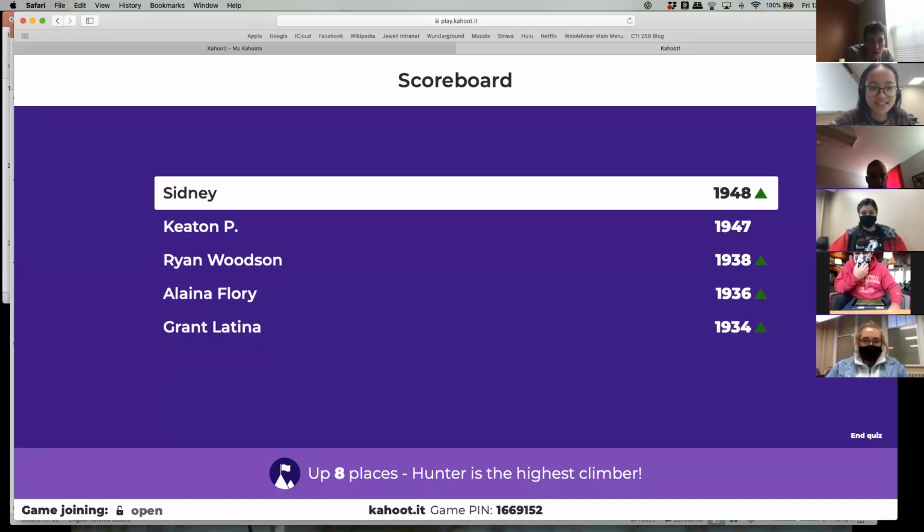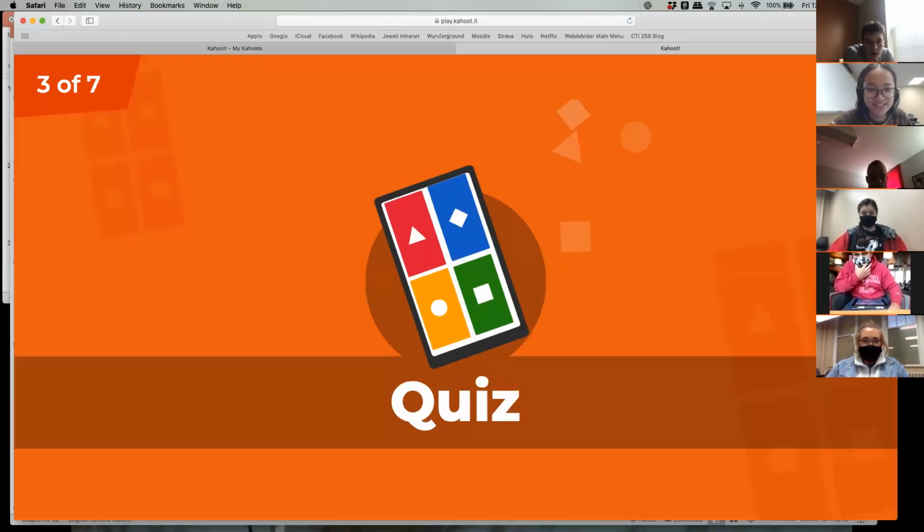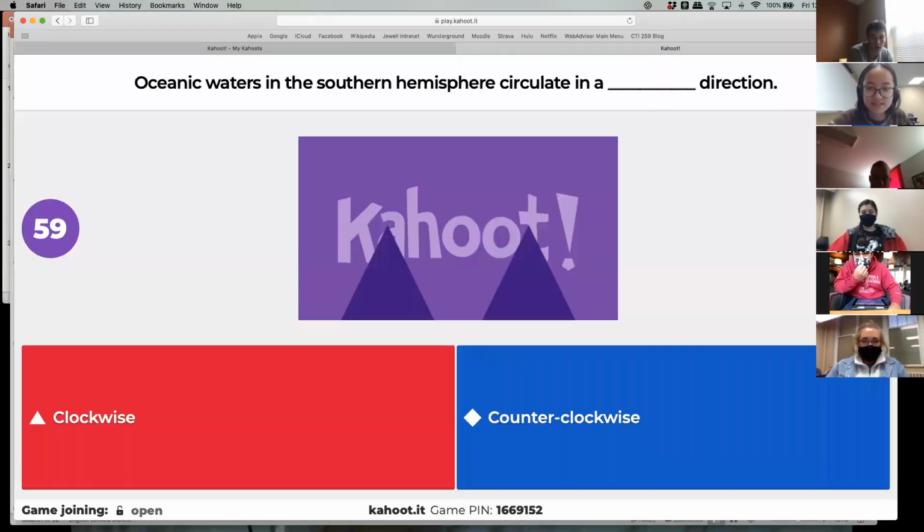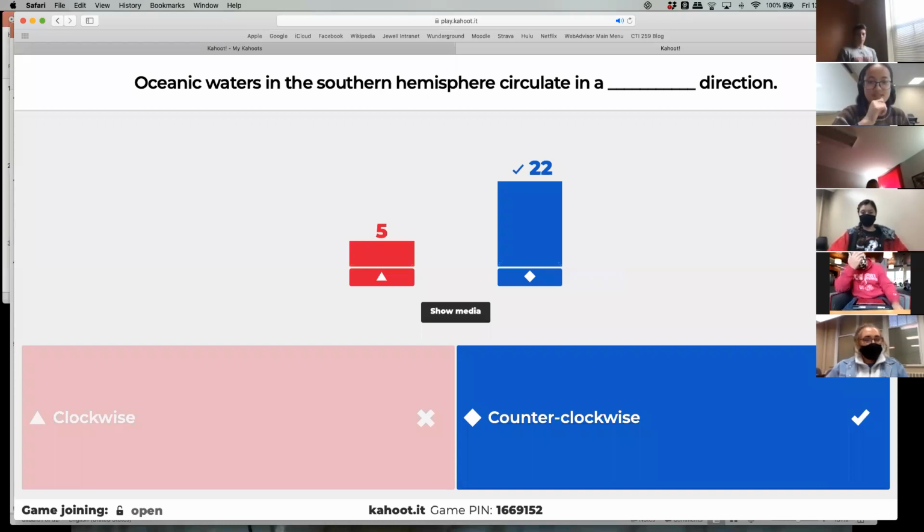Going to refigure the scores, and off we go. Oceanic waters in the southern hemisphere circulate in what direction? Okay, so this might seem like an unnecessarily nitpicky sort of question, but why is the direction of ocean currents important?